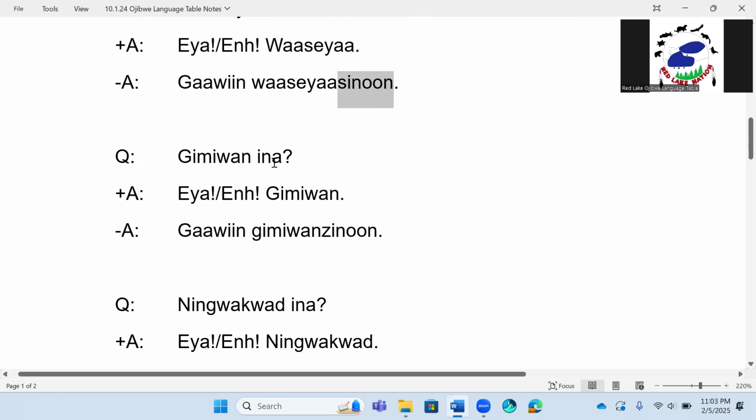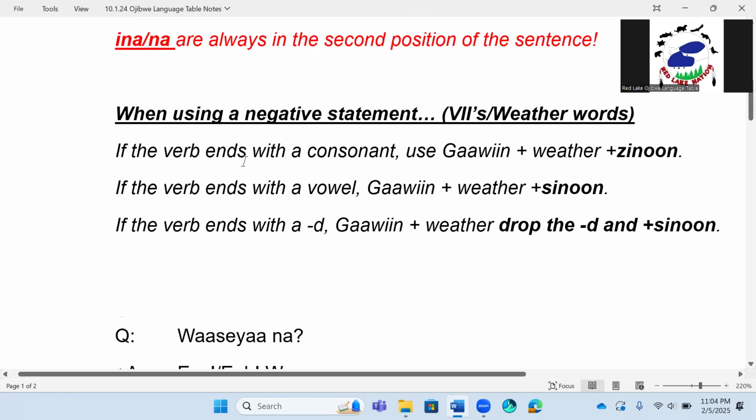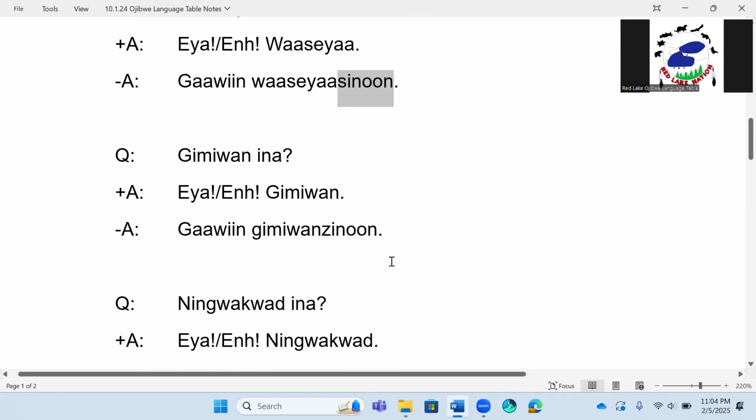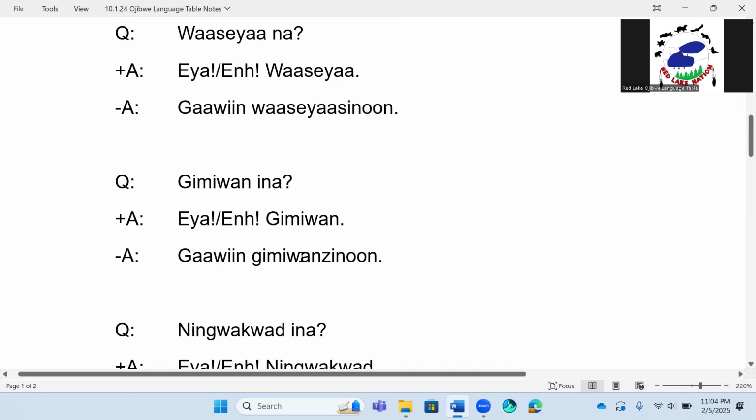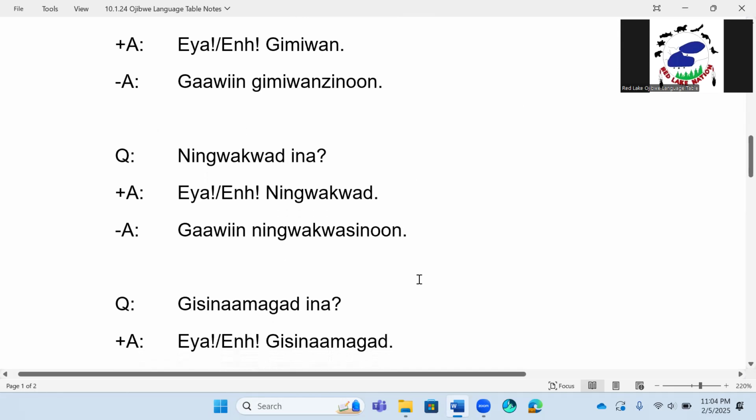All right. Another example. Question, give me one, and a positive answer, yeah, give me one. Question, give me one, and a negative answer: Gawin give me one zinoon. All right. So our weather word ended with an N here. We go up and find it. If it ends with a consonant, or most likely an N, use Gawin plus your weather word plus zinoon. Gawin give me one zinoon.